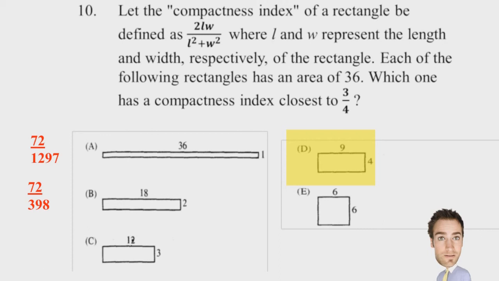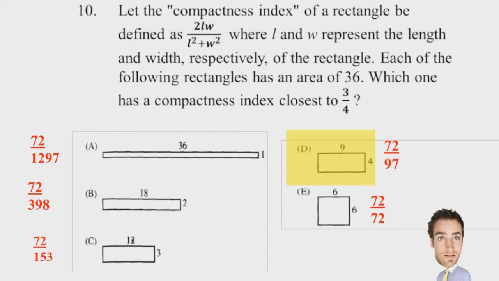Next, choice C, you end up with 72 over 153, still less than half. The way I do it is 72 and 72 is 144. So 72 over 153 is clearly less than 1/2. Choice D, you do all the work, you get 72 over 97. That sounds pretty good. And E, you end up with 72 over 72, which is 1. No, we're close. So the answer is probably D.